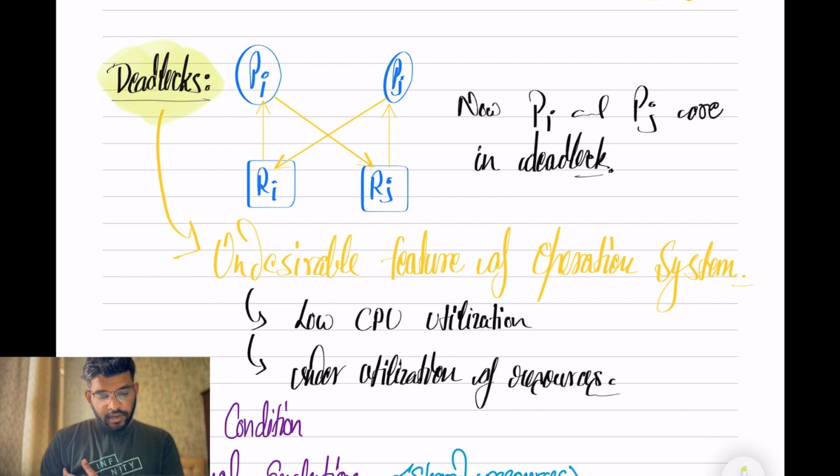So deadlock. What is deadlock? Deadlock is the undesirable feature of an operating system. The best definition I have heard is that deadlock is the undesirable feature of an operating system.